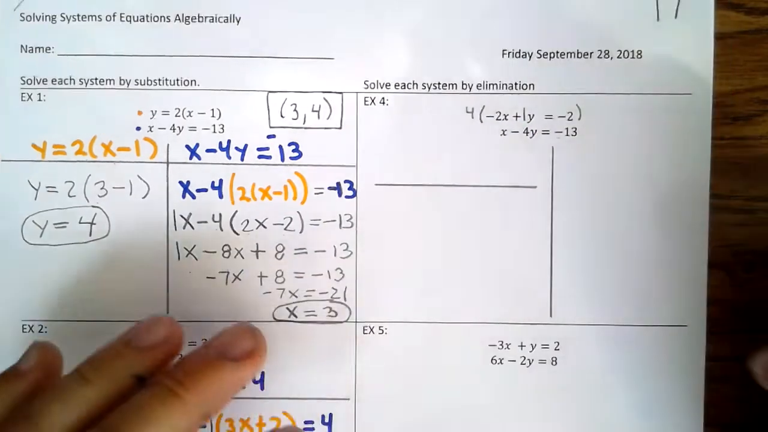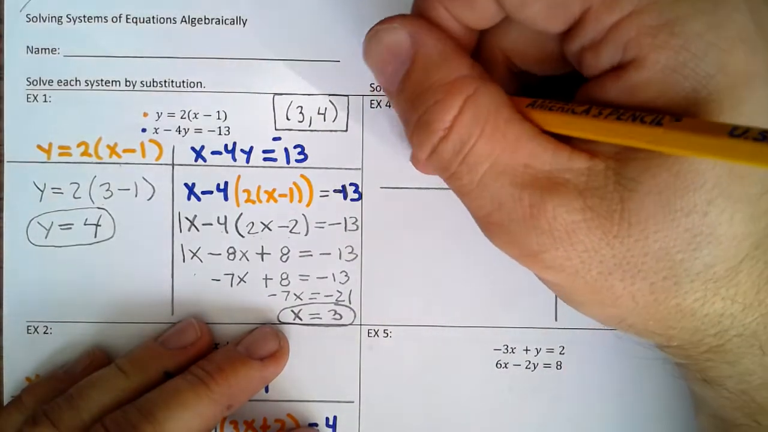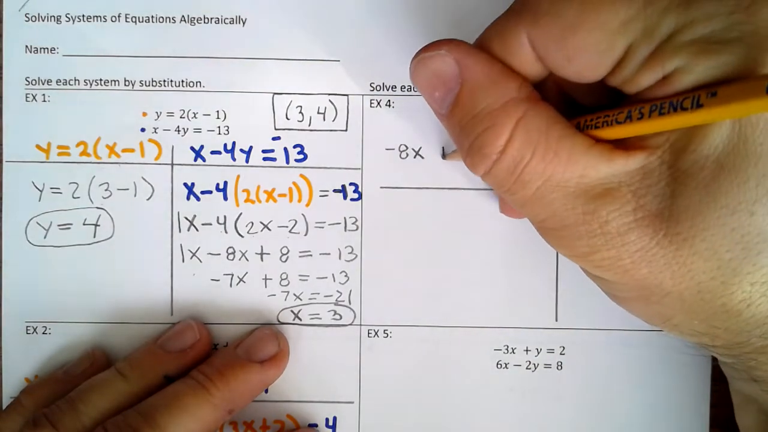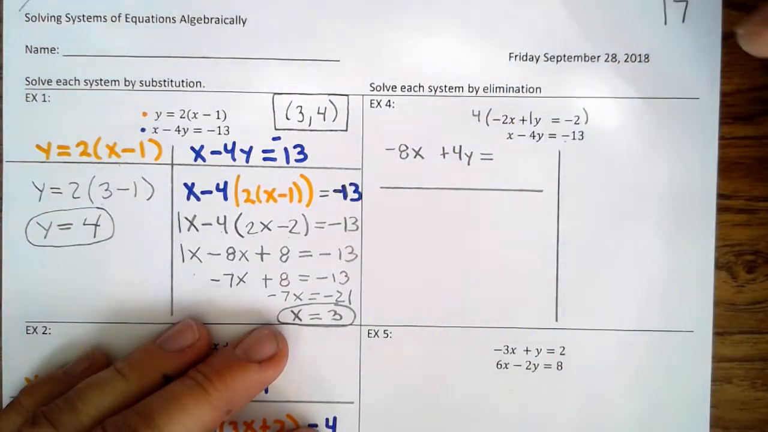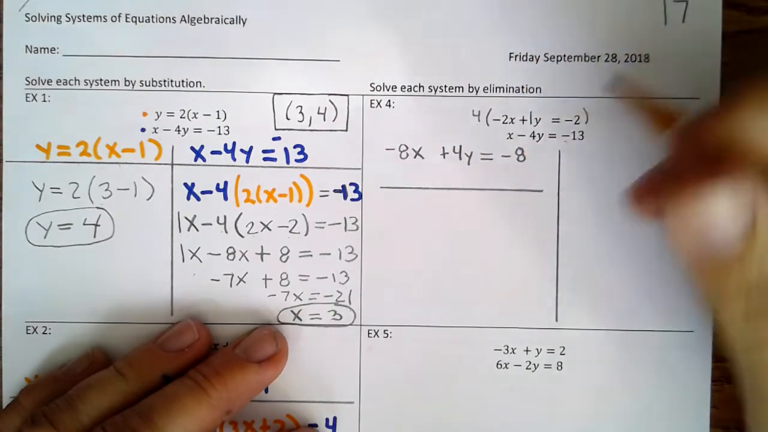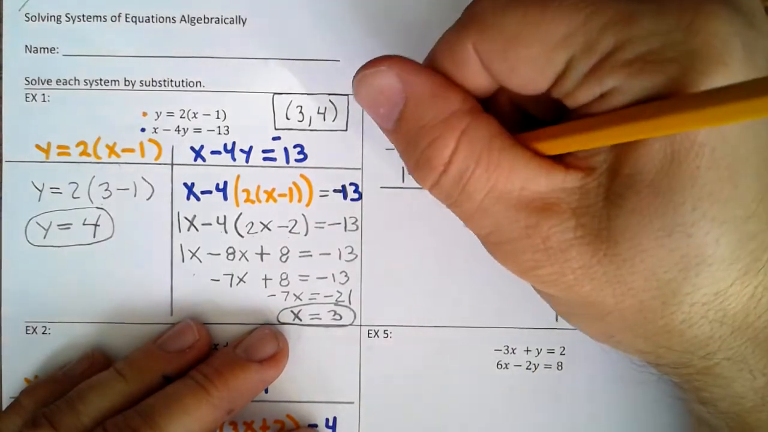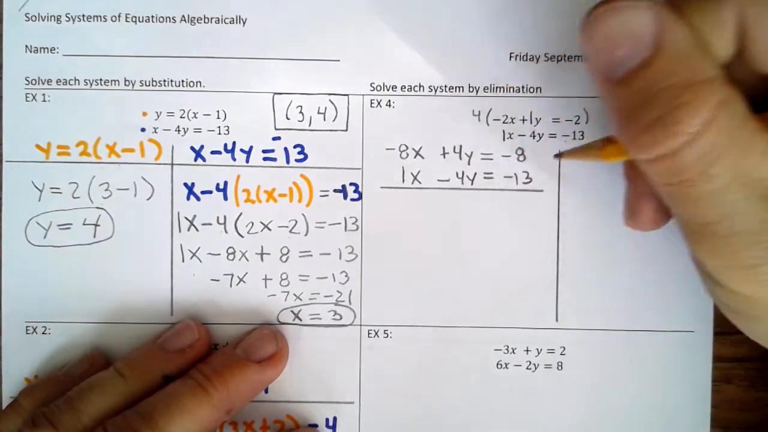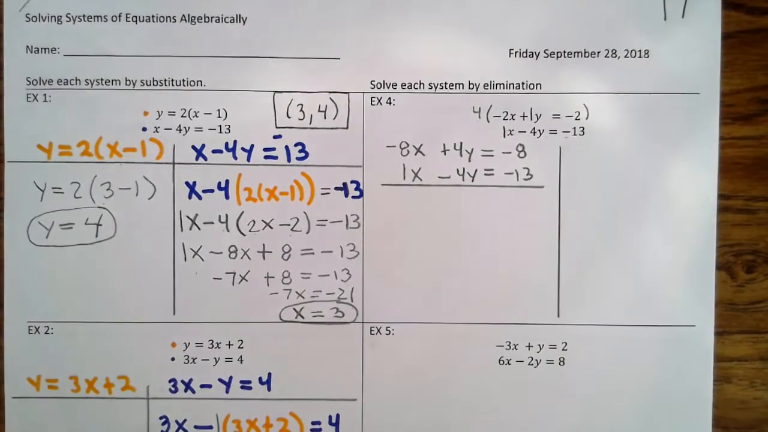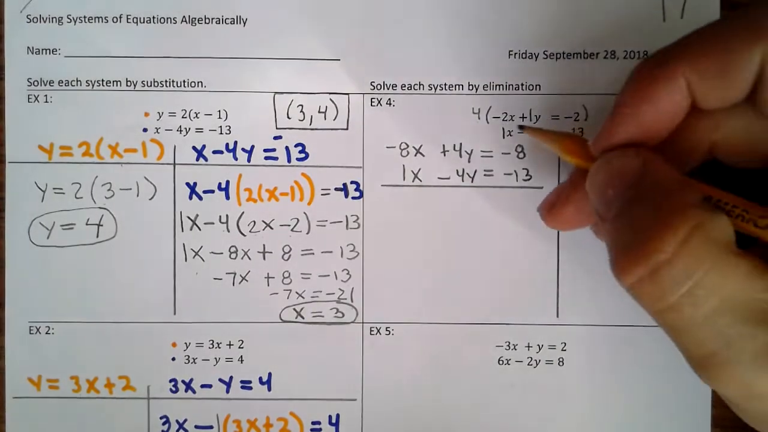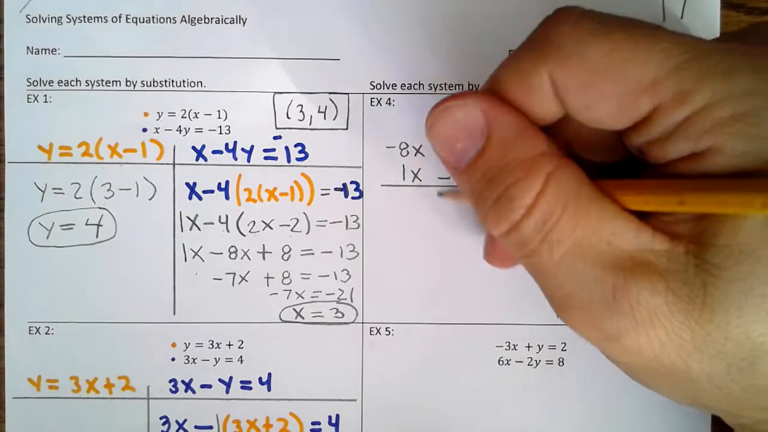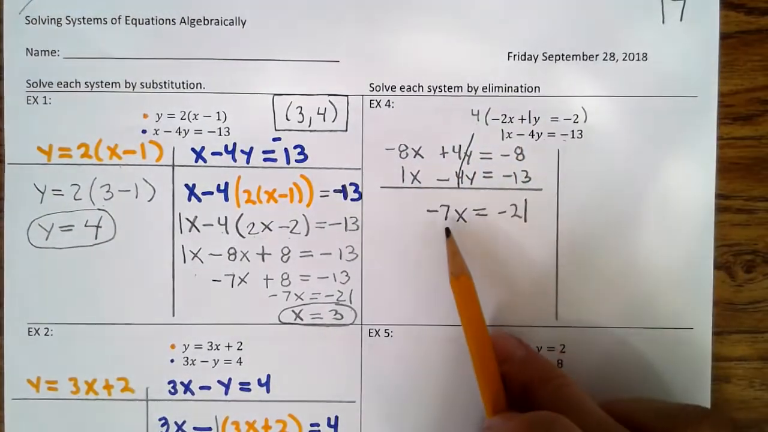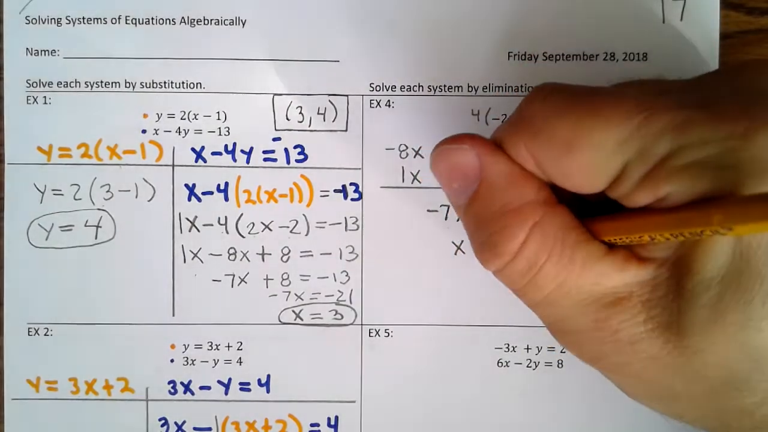So let's do that. So when we do that, we get negative 8x plus 4y equals negative 8. So then put a 1 here, so then that's 1x minus 4y equals negative 13. Now next step, it says solve for the remaining variable. Well, those cancel. You're left with negative 7x equals negative 21. Divide negative 7 by both sides, so x equals 3.